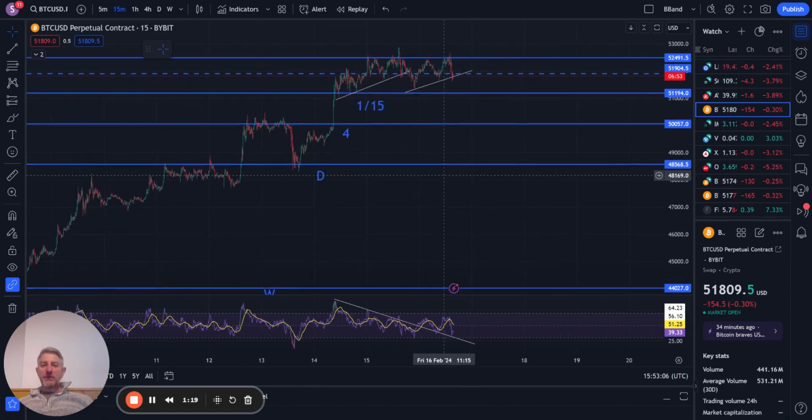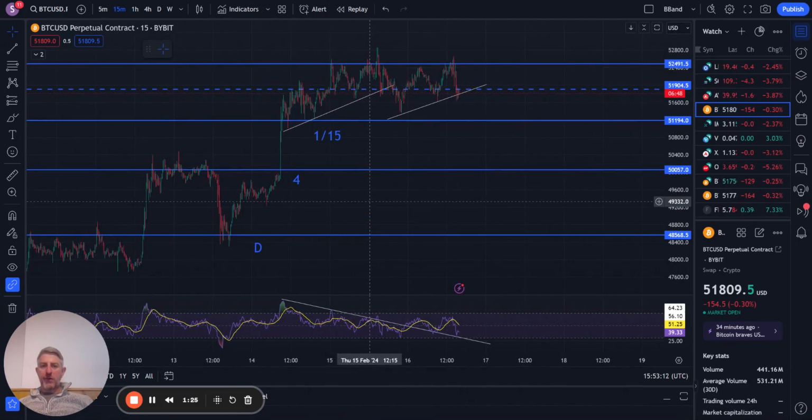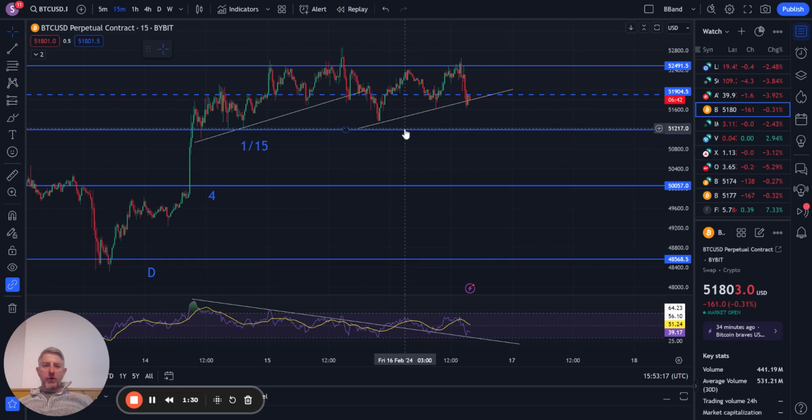So zooming in, you can see that it has been a rangy day, with no real meaningful breaks of 51,200, that's the bottom, and no meaningful breaks of the top at 52,700. What I have noticed is that today there's also been a sequence of higher lows. I wonder if it's about to be broken, but for now it's a sequence of higher lows.